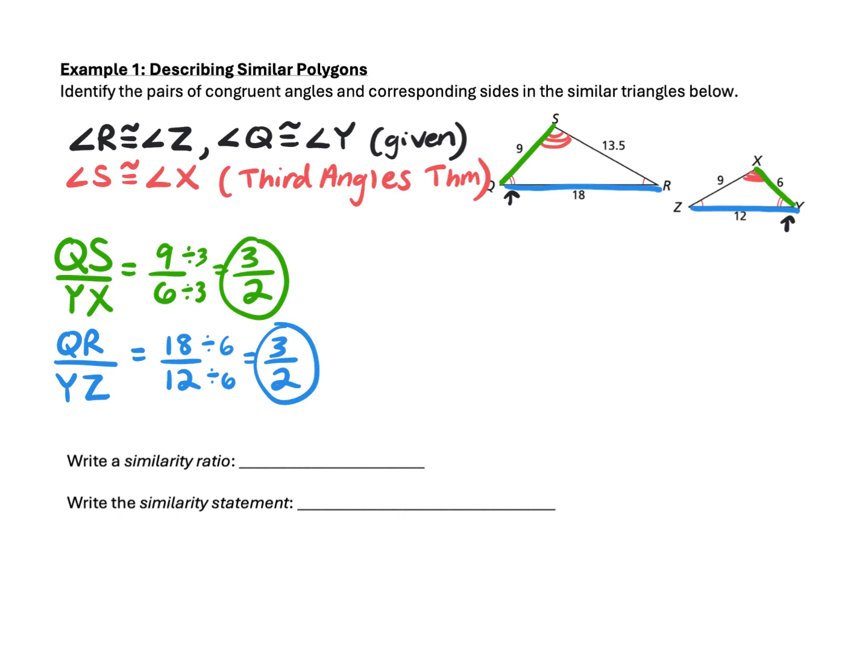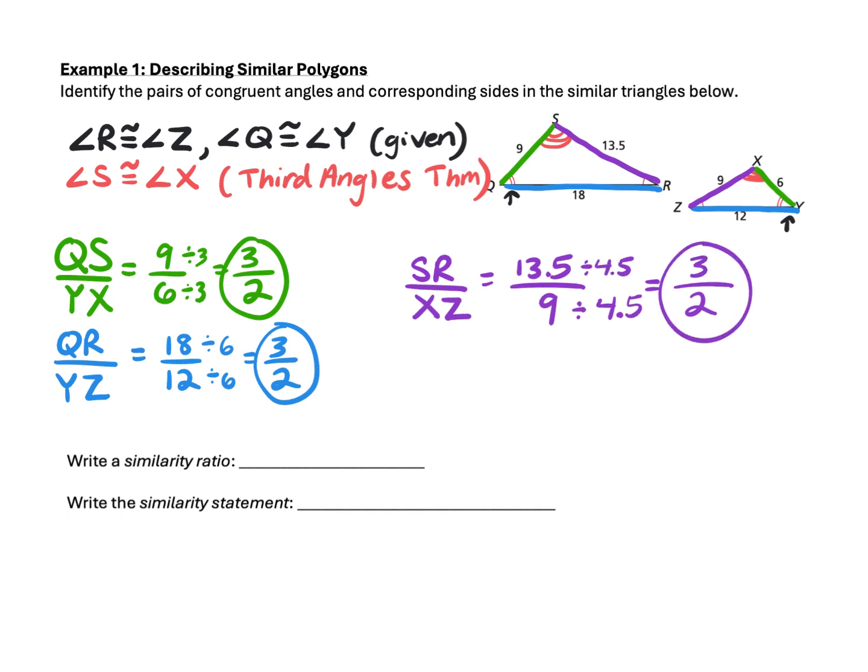So we'll do side SR. And side SR is between the 3 and the 2 arc mark. So that's SR matches with XZ. And that is 13.5 divided by 9. Now this one I realize is kind of hard to simplify, but if I know I want the bottom to be 2, we have to divide it by 4.5 because 4.5 is half of 9. So there we go. And if you grab your calculator, you divide that out, it is 3 over 2 as well. And this shows that the corresponding sides are proportional.